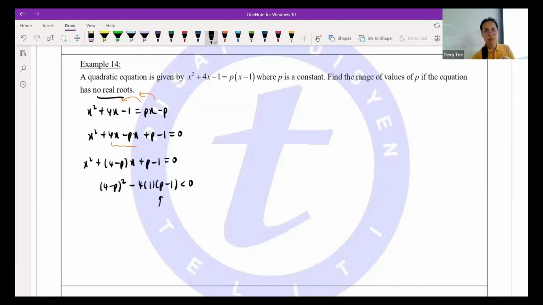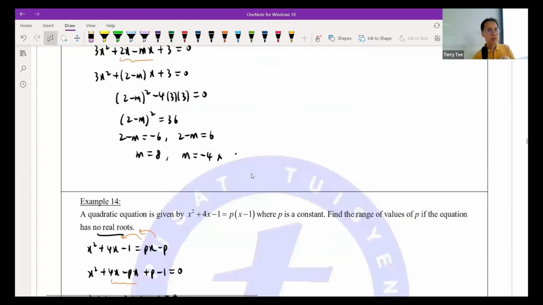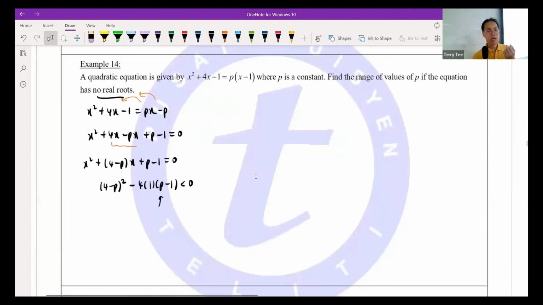If you look at the earlier one, this one you can have, this is a number. Number, we can actually square root it. So you don't have to expand the bracket. You can square it directly. But for example 14, you can't. You need to expand the bracket.